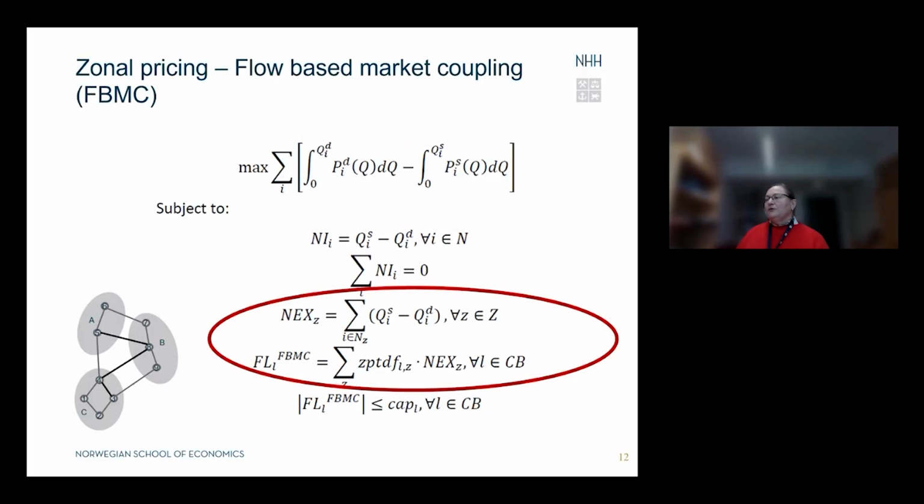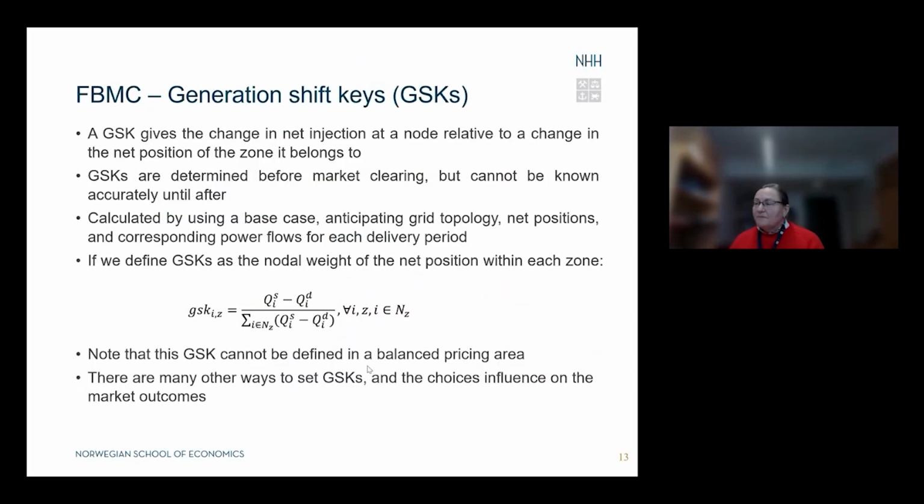So in order to do this, we have to make a lot of assumptions. And we introduce a new terminology, I would say. First thing is to explain what a generation shift key is. A generation shift key gives the change in the net injection at a node relative to a change in the net position of the zone it belongs to.